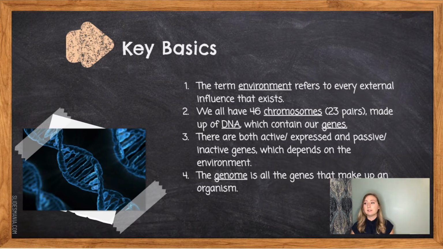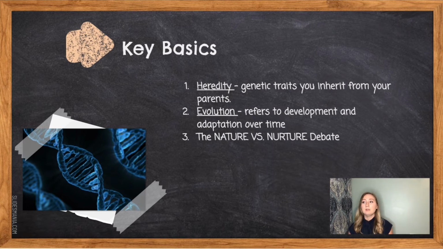The third is that there are active genes or expressed genes, so genes that you have that are essentially turned on, and passive or inactive genes, or genes that you have that are essentially turned off. These depend on the environment, so the environment can affect our genetics. And then number 4, the genome, as a term, is all the genes that make up an organism, so in this case a human being. A couple extras here. Heredity. These are genetic traits that you inherit from your parents. And then evolution refers to development and adaptation over time.